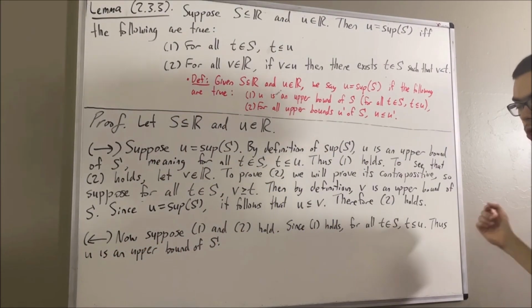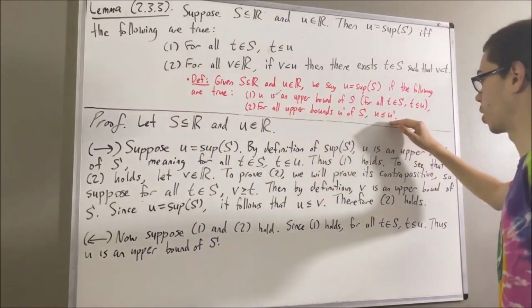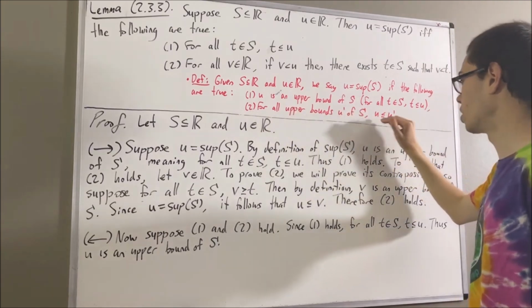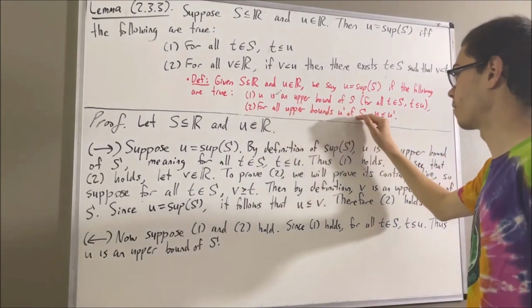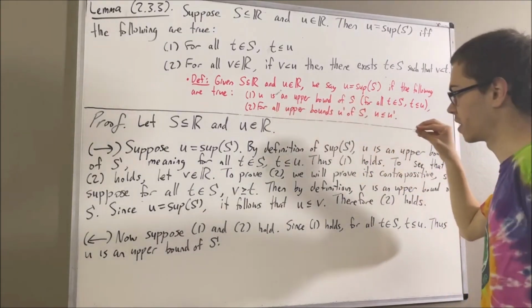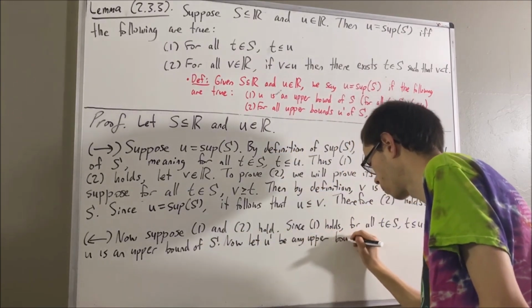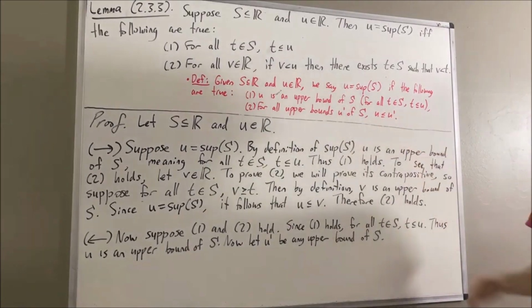So all that's left to show in order to prove that U is the supremum of S is that this second part holds. We want to prove for all upper bounds U prime of S, U is less than or equal to U prime. Since we're trying to prove a statement about every upper bound of S, give me an arbitrary upper bound of S. I'll call it U prime. Our goal from here is to prove that U is less than or equal to U prime.